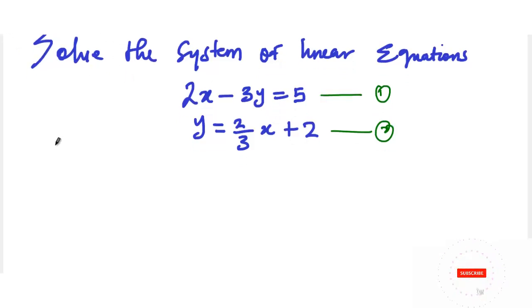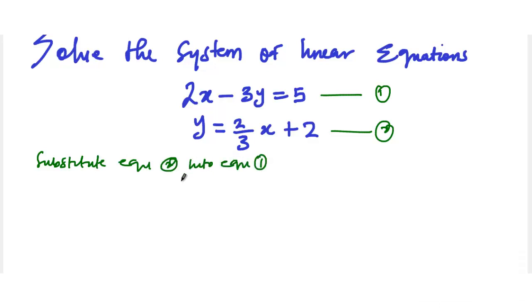So in this case, we now say substitute equation 2 into equation 1. Wherever we see y in equation 1, we replace it with 2 over 3x plus 2. So we have 2x minus 3 into bracket, what is y? 2 over 3x plus 2, close bracket, is equal to 5.